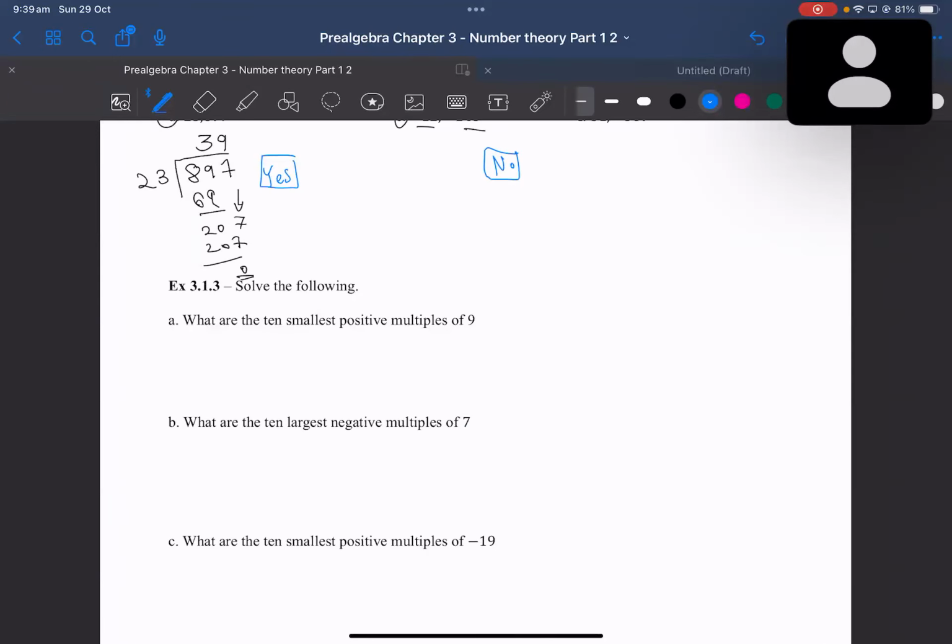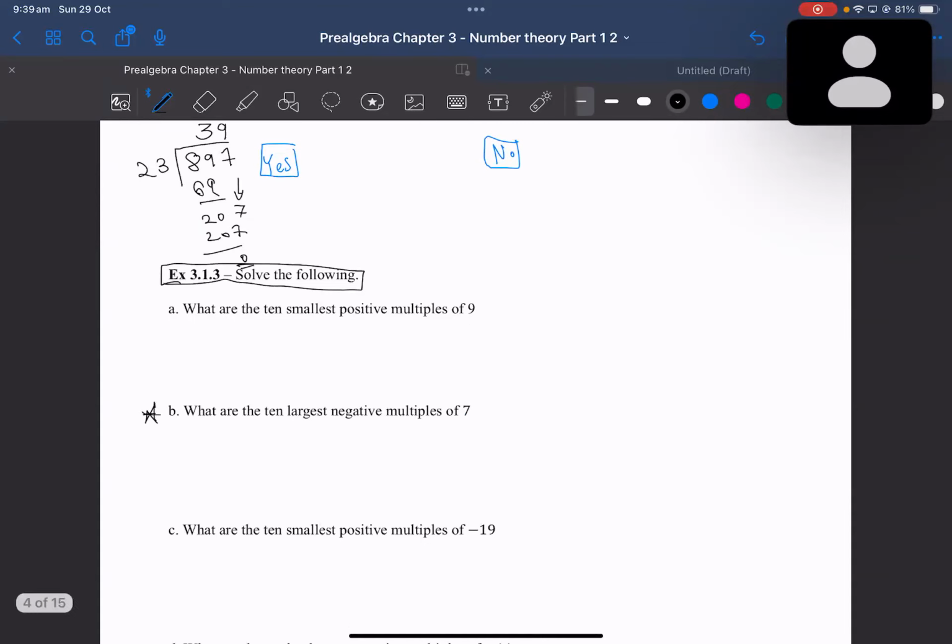All right, let's go to this exercise I want you to do on your own. So I'm not going to explain too much of this. Pretty simple. Maybe B and from B on it gets a little bit weird. Large negative means like negative 1 is bigger than negative 2. It's like the smallest numbers really.